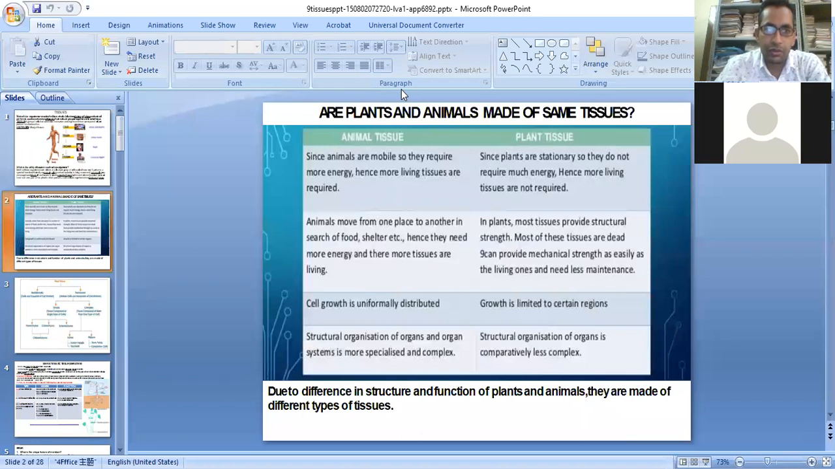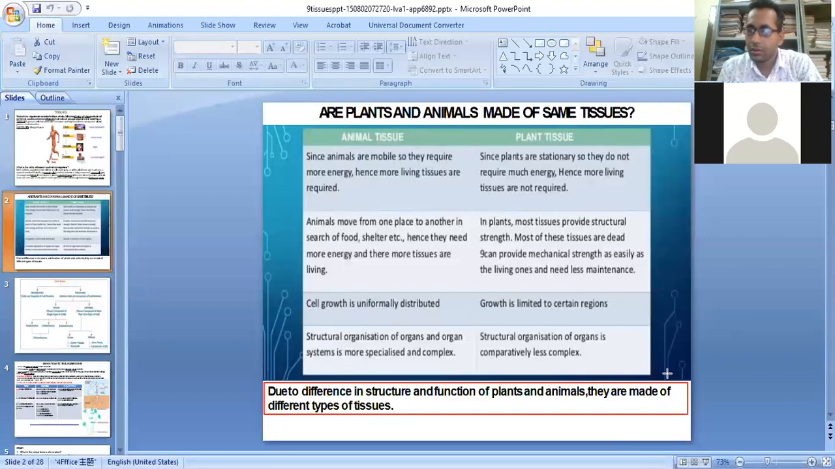An important thing is written over here. Due to the difference in the structure and function of plants and animals, they are made up of different types of tissues. Plants and animals behave differently and have different functions. Plants make their own food through photosynthesis in the presence of water and sunlight, and animals cannot make their own food. They need mobility, so different types of tissues. Plants do not have muscles. Animals have muscles. So let us see this.